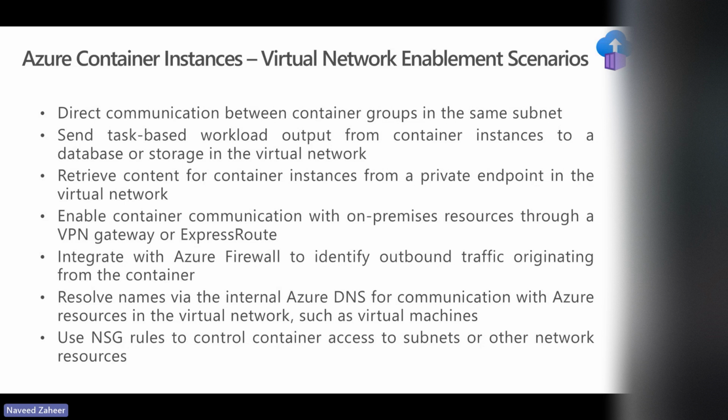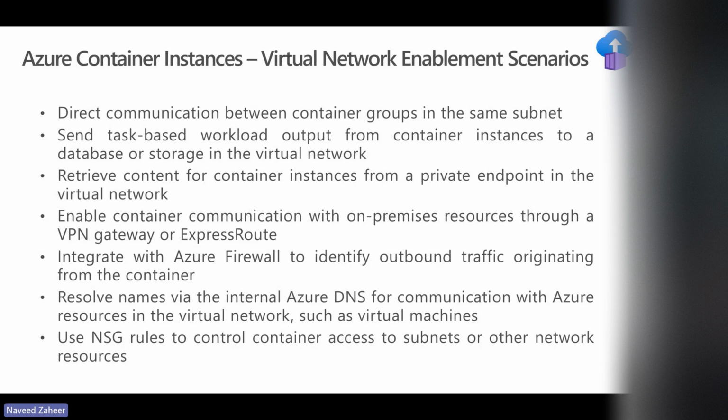And of course, you can use DNS. If you are deploying an ACI, you can attach it with a DNS, and that's how you can access that particular resource. And then you can control through NSGs access to the resources that are running in ACI. All of these things give ACIs the ability to interact with themselves as well as the resources that are available in the virtual network.